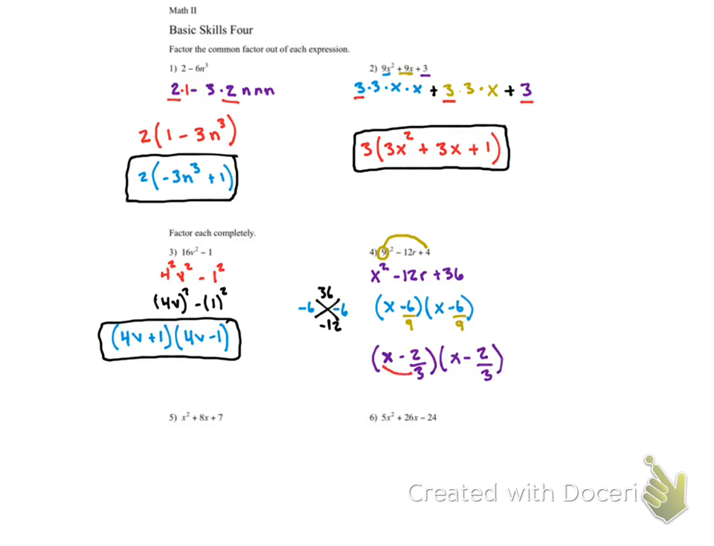And then finally, shoot these 3's out in front. We have the same exact thing there. So we're looking at 3x minus 2 squared. And this here is a perfect square trinomial.